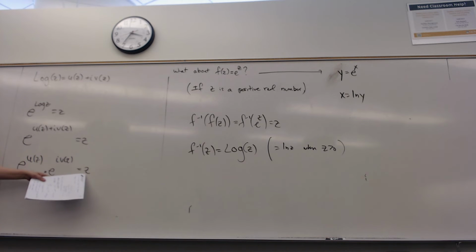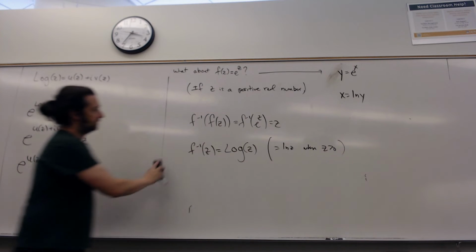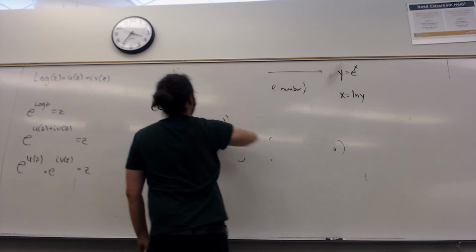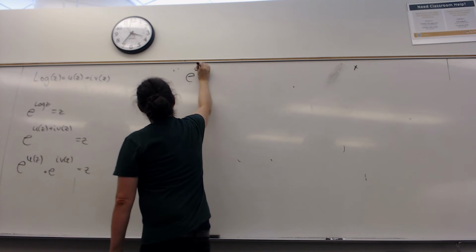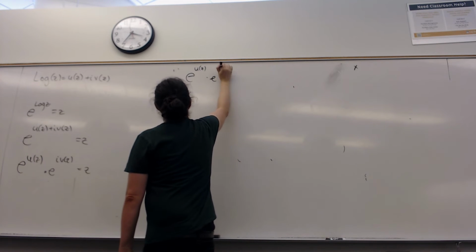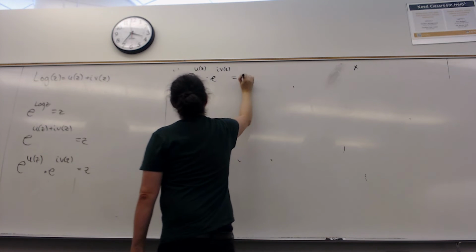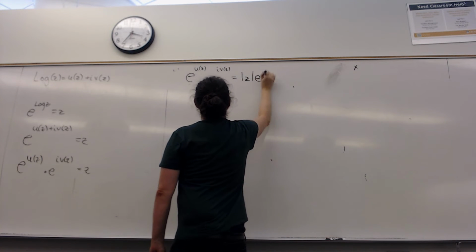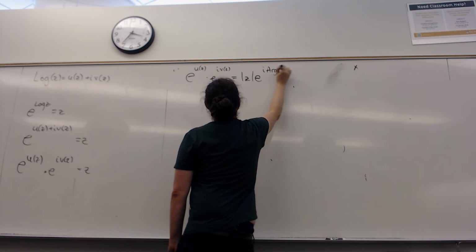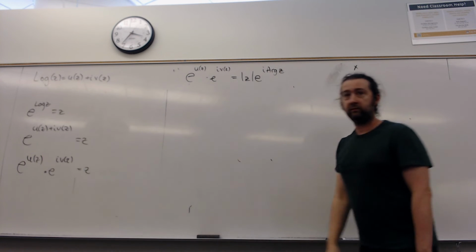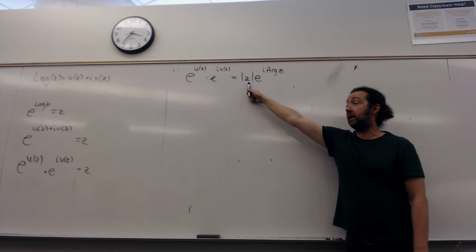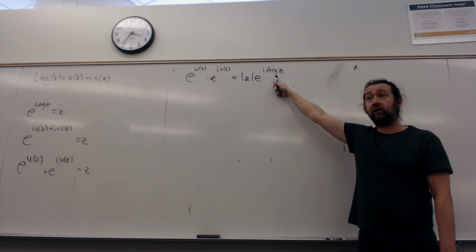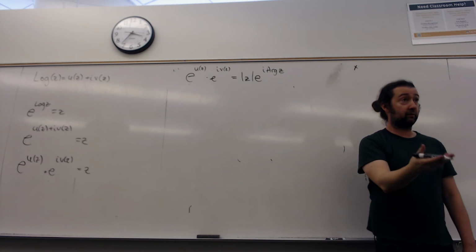Let's write the polar representation of z on the other side of this equation. e to the u of z times e to the i v of z is equal to the modulus of z times e to the i argument of z. This is the polar representation of a complex number, right? It's the length of the complex number times e to the i, and the argument here, which is the angle that it makes with the positive axis.